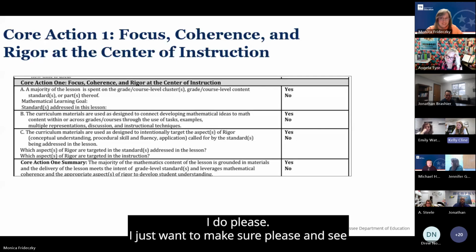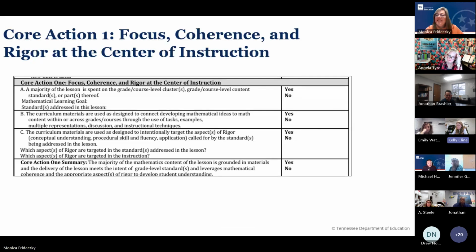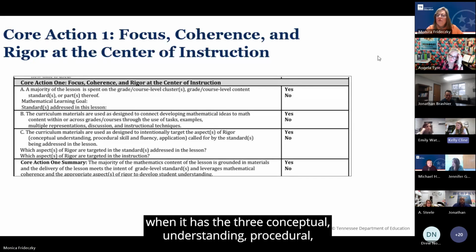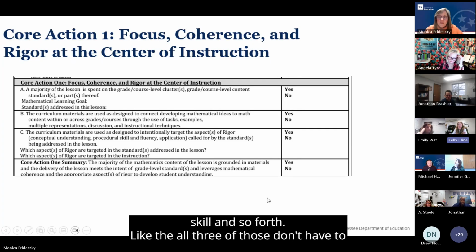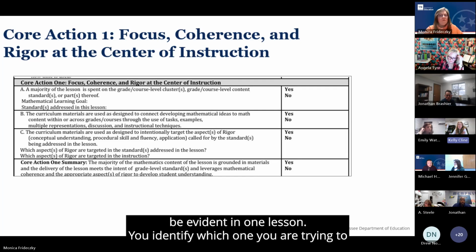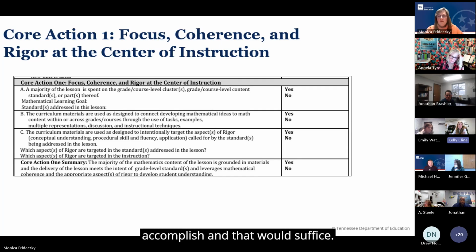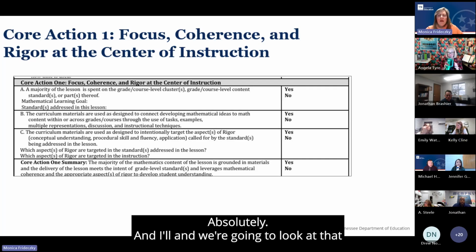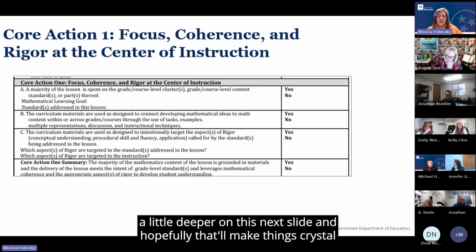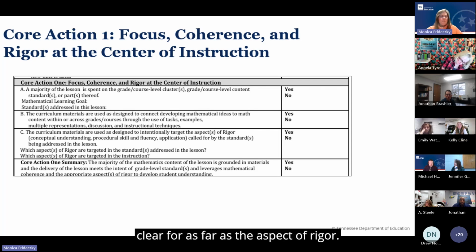I do, please. I just want to make sure, in C, when it has the 3, conceptual understanding, procedural skill, and so forth, all 3 of those don't have to be evident in one lesson. You identify which one you are trying to accomplish, and that would suffice for that particular one, right? Absolutely. And we're going to look at that a little deeper on this next slide. And hopefully that'll make things crystal clear as far as the aspect of rigor.